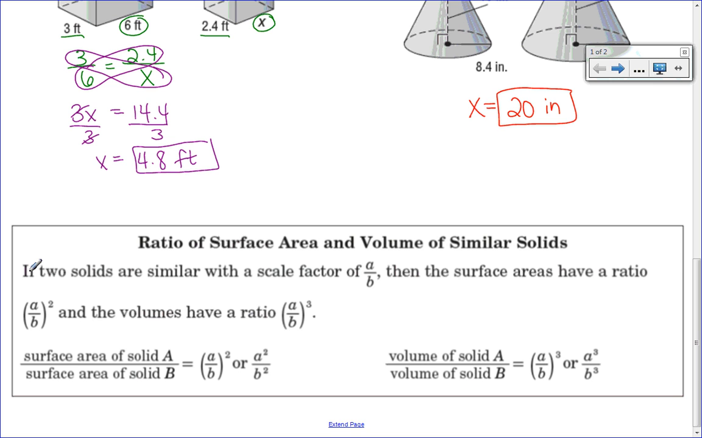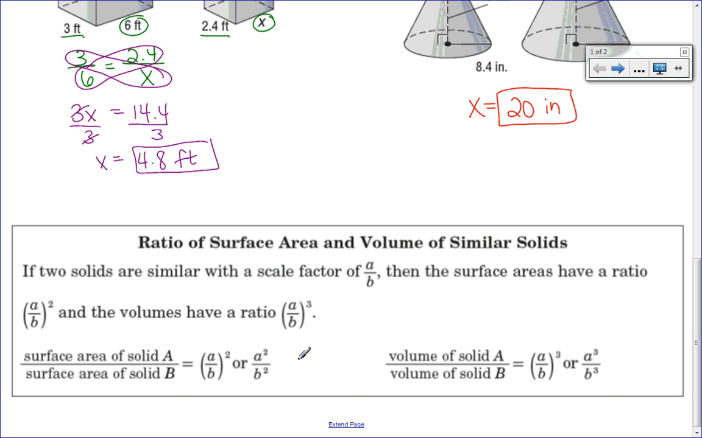So if two solids are similar with a scale factor of A over B, and you can also think of this as a ratio of A to B, then the surface areas have a ratio A over B squared, and the volumes have a ratio A over B cubed. So just to take a really simple example, if you doubled the dimensions of a solid, the surface area would not double, but it would multiply by 2 squared, or 4. And the volume also would not double, it would multiply by 2 cubed, or 8.